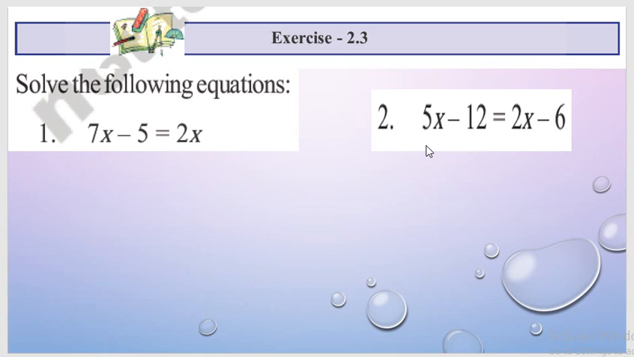So in this video we are going to discuss exercise 2.3 related to linear equations in one variable.